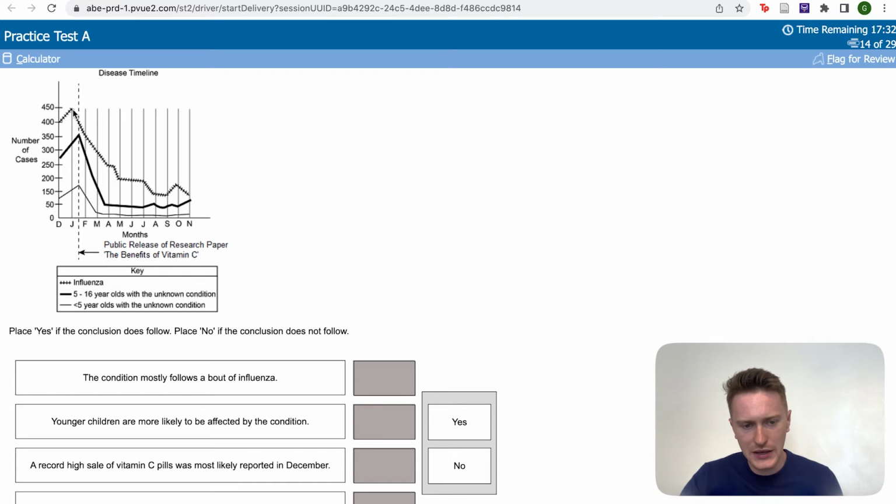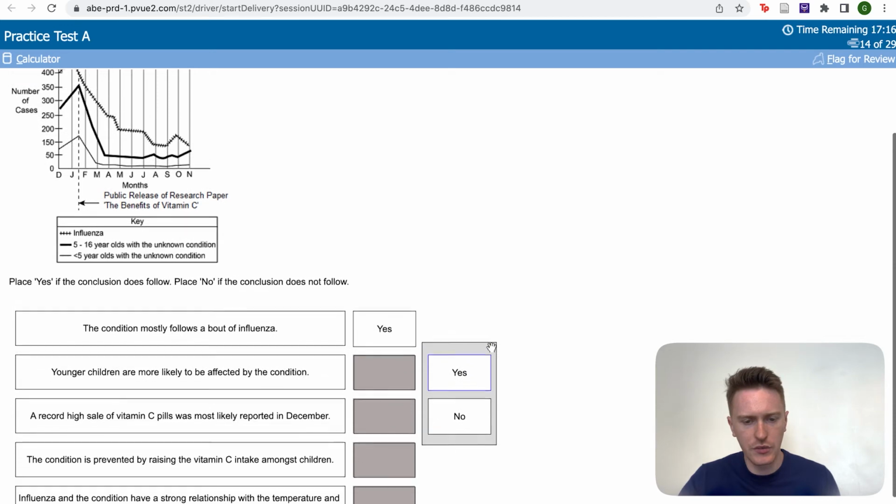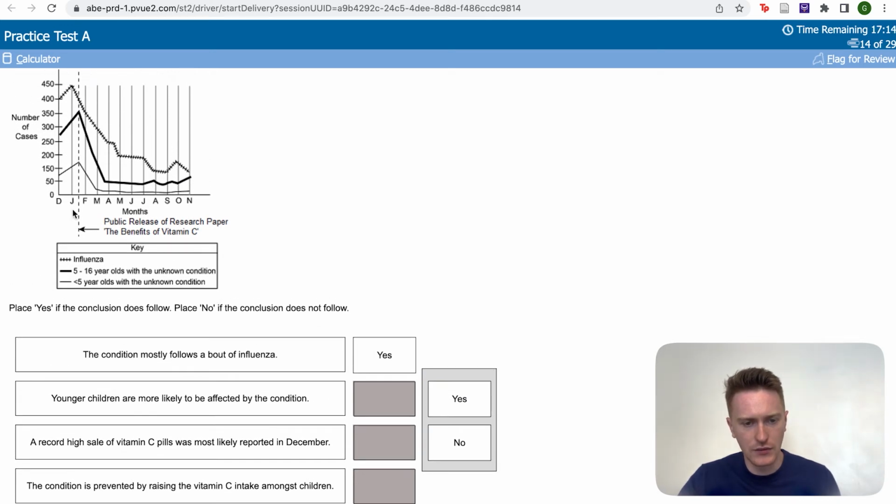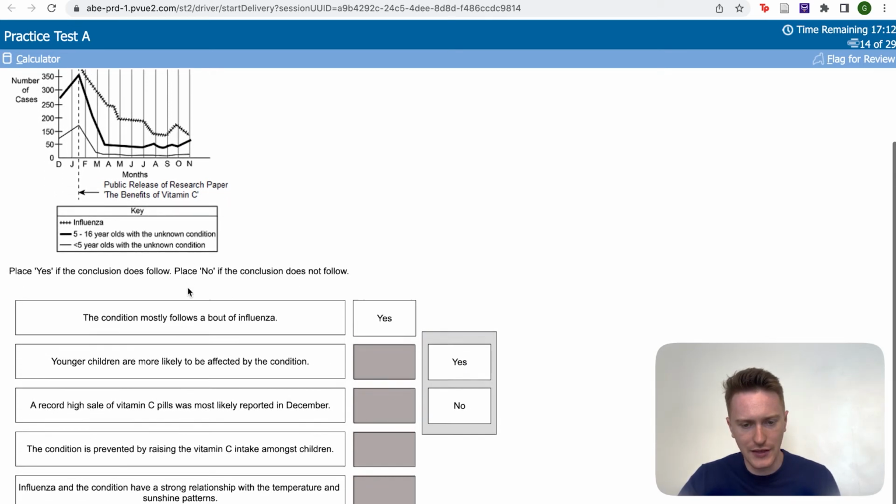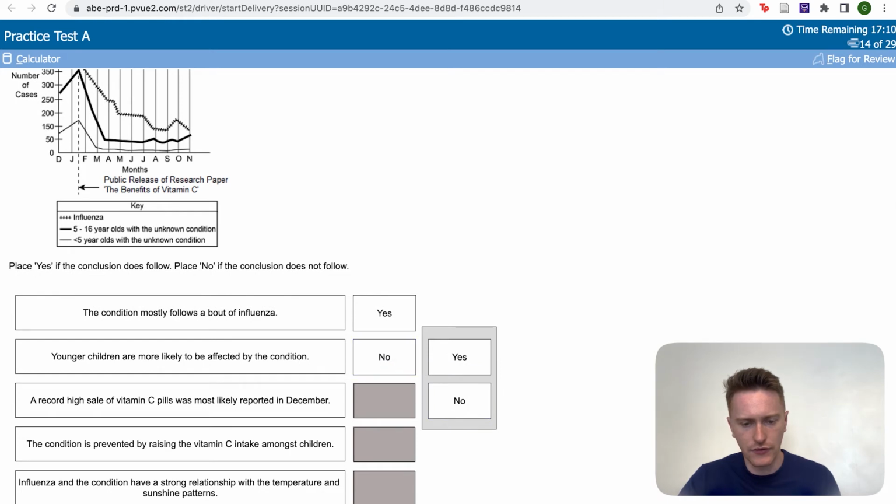You can see there's a peak here in early sort of January, and then a peak here 2 weeks later in the unknown condition. And again, you can kind of see that here. There's a peak here in October and a rise again towards the end of November. So I guess it does mostly follow. Younger children are more likely to be affected by the condition. Well, their line is lower actually, so they're less likely, so that doesn't follow.